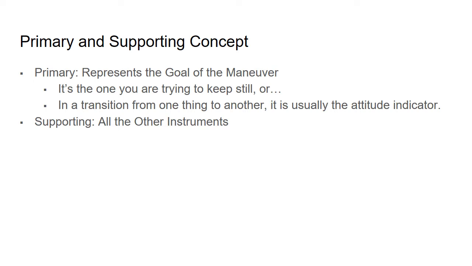The primary instrument is always going to represent the goal of the maneuver, while the supporting instruments are those that give similar information with regards to the aircraft's pitch, bank, or power that you can use to check the accuracy of your primary instrument. In this technique, the attitude indicator is only ever primary during transitions from one maneuver to another, when your goal is to change the aircraft attitude.